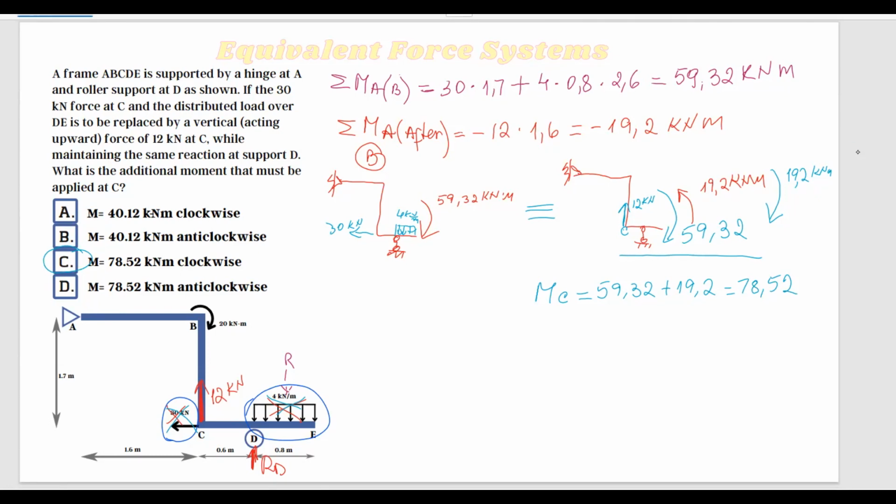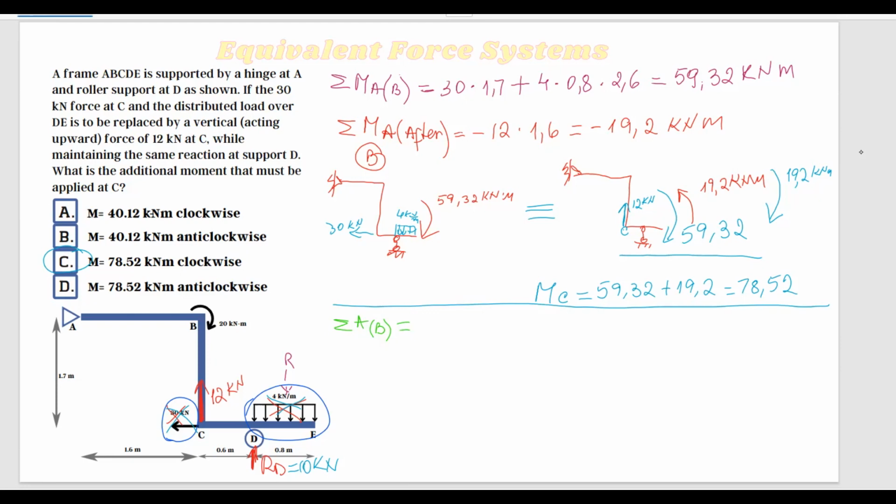And while we're at it, you can assume a value for this reaction at D. We can say that this reaction is, let's say, 10 kilonewtons. So now we're going to do the same thing, but we're going to include the moment at B and the reaction at D. All right, let's do this. I'm going to say the moment at point A before we remove forces.